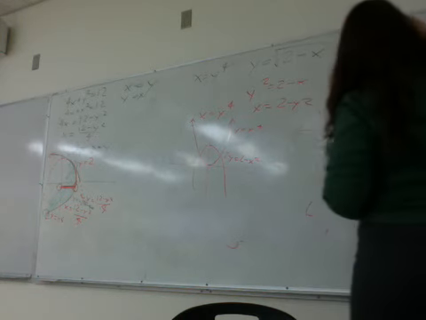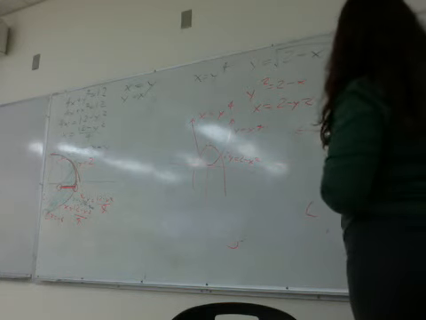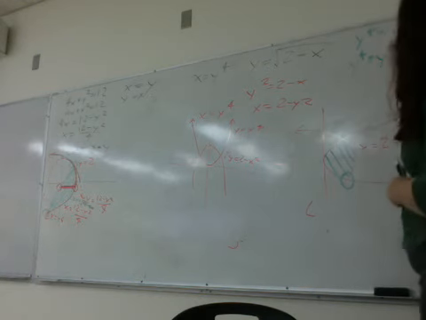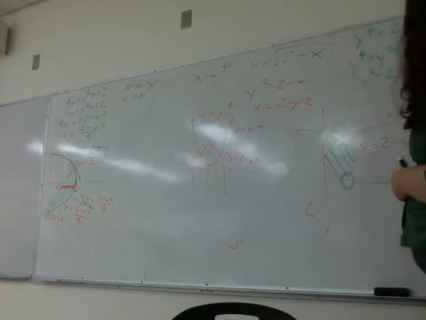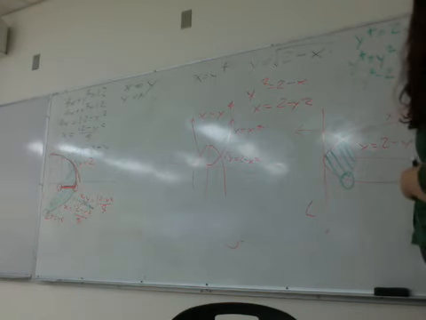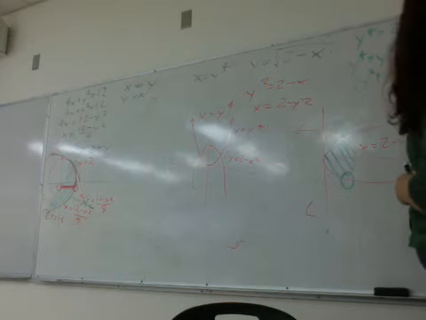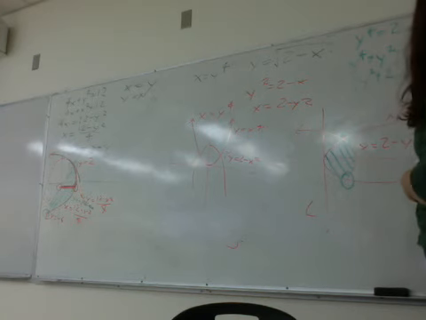Y to the fourth is 2 minus y squared. So y to the fourth plus y squared minus 2 is 0. So this factors as y squared minus 1 times y squared plus 2 equals 0.